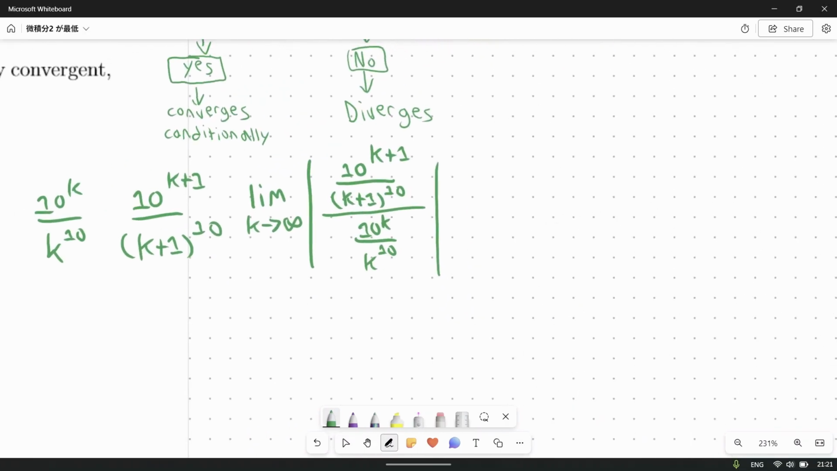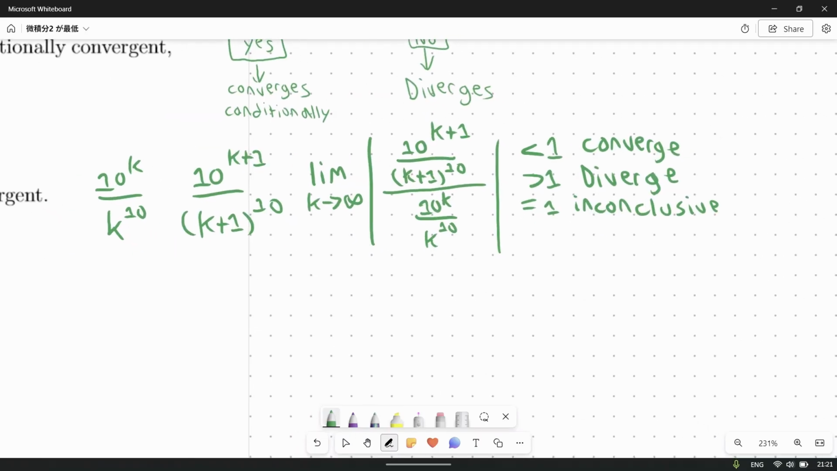And then from here, with the ratio, what the ratio test entails is if this limit is less than 1, then it's going to converge. If it's greater than 1, then it's going to diverge. And if it's equal to 1, then it's going to be inconclusive. So hopefully we won't end up with the inconclusive case here. I have a feeling we won't.